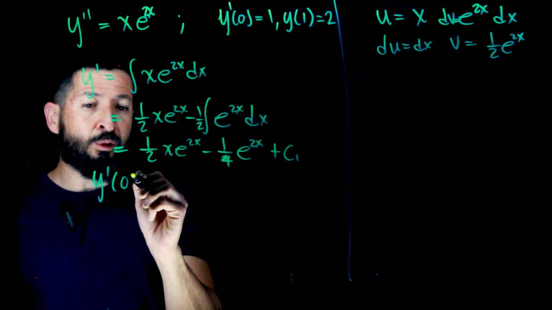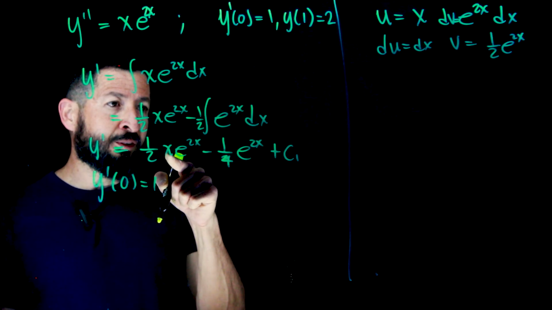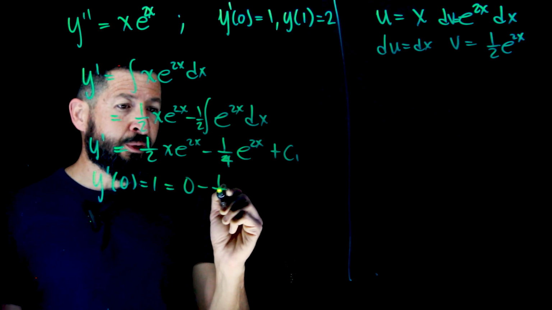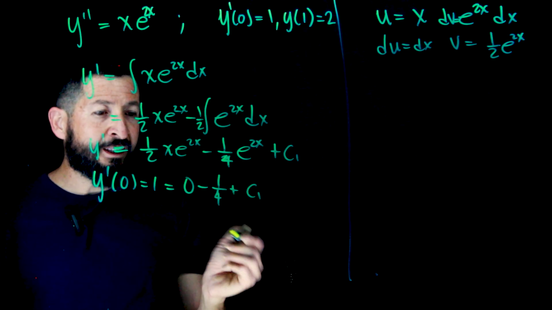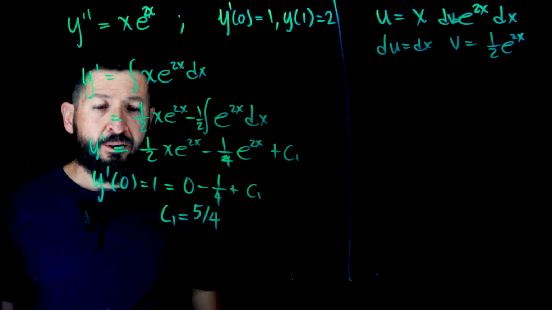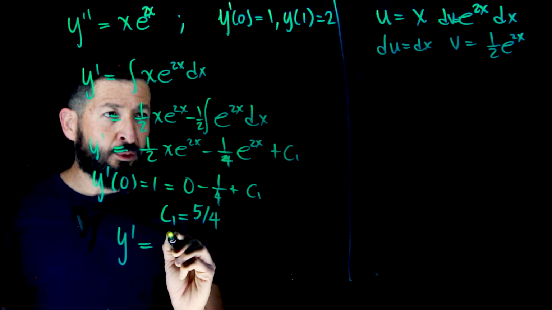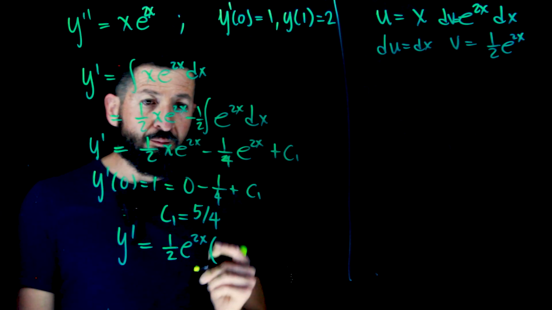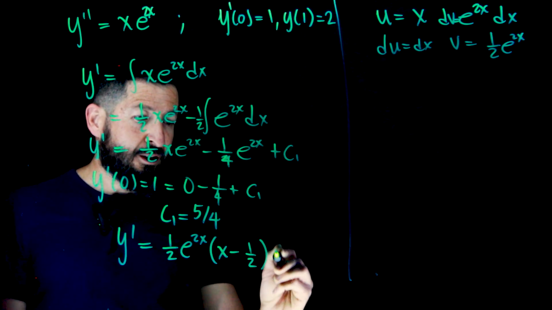So y prime of 0, this is y prime, remember? y prime of 0 is 1. So when I plug 0 here, this one goes away. This one does not go away, gives me a 1/4, and plus c1. So I added 1/4 on both sides, and I get that c1 is equal to 5/4. From where I get that the derivative y prime is going to be equal to, let's factor that 1/2 of e to the 2x out of that, and then I'm going to have x minus 1/2 plus 5/4.